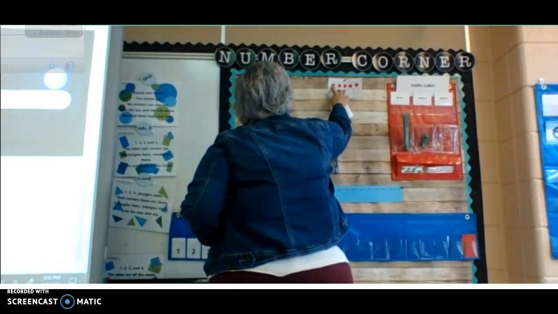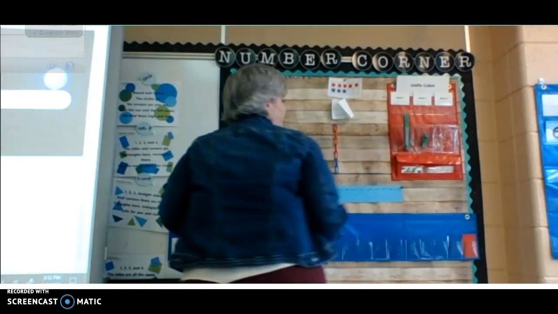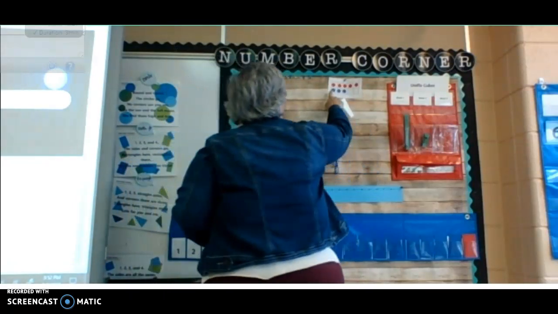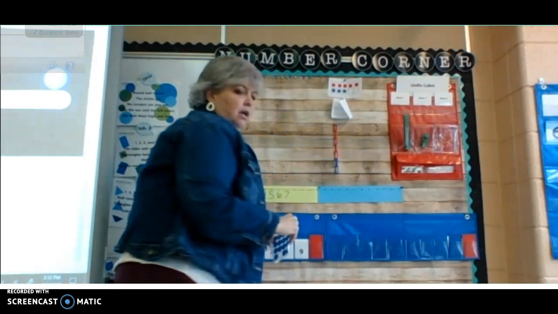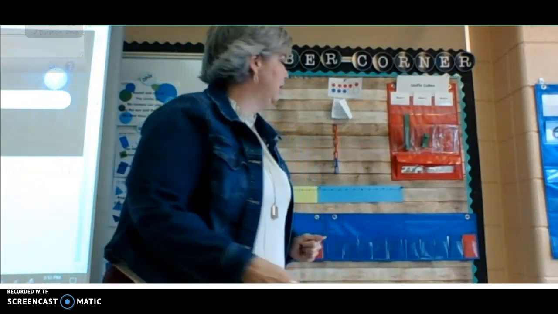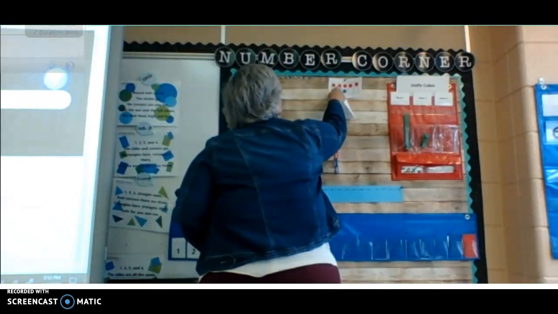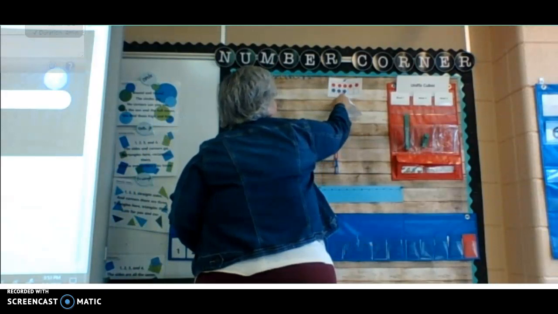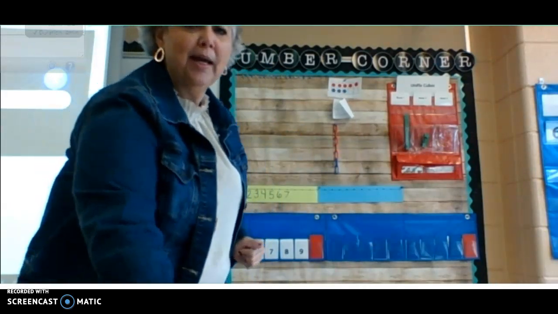So now we have 1, 2, 3, 4, 5 red dots. 1, 2, 3 blue dots. So 5 plus 3 equals, you're right, 8. Let's double check. 1, 2, 3, 4, 5, 6, 7, 8. You were right. Kiss your brain.